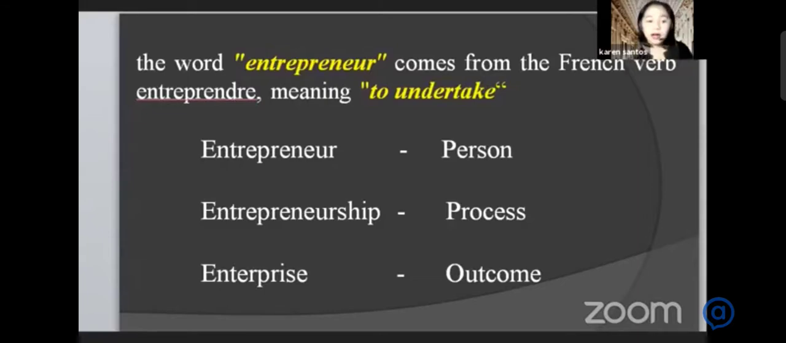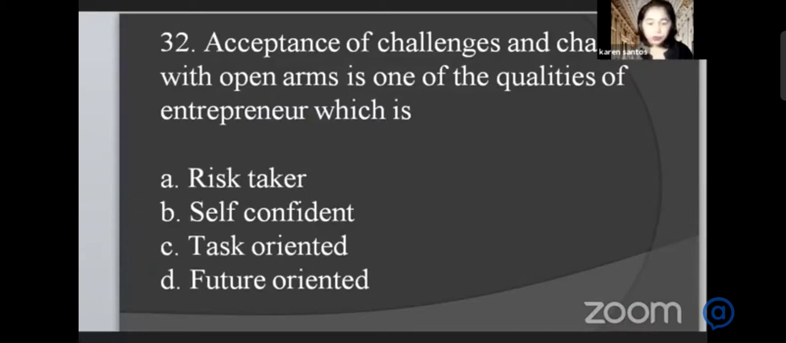Okay, so for our question number 32. The acceptance of challenges and changes with open arms is one of the qualities of an entrepreneur, which is A, risk taker, B, self-confident, C, task-oriented, D, future-oriented. I said something like this earlier, right?